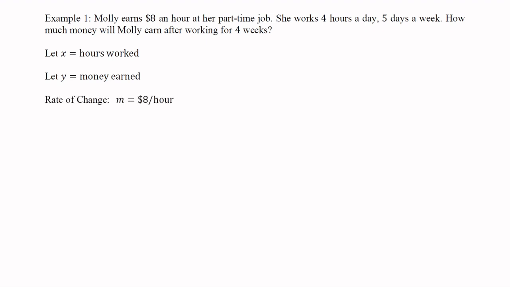So our rate of change is going to be $8 an hour. That is the rate at which she makes money, $8 per hour. And that does kind of key us into what y and x are, right? The money earned is dollars, and the hours worked is, of course, hours. Our starting value is $0. If she doesn't work at all, she starts with no money.